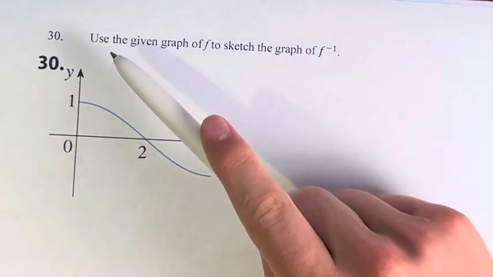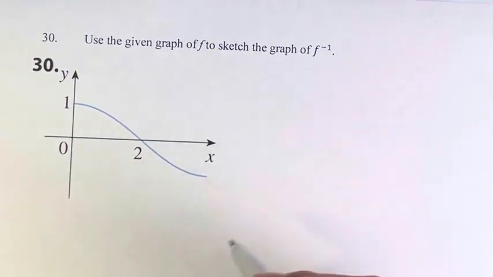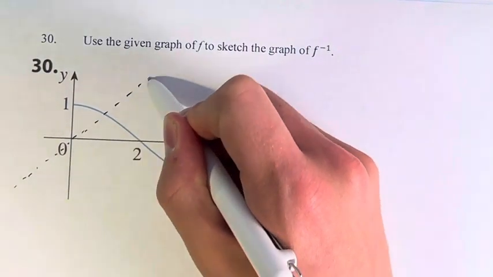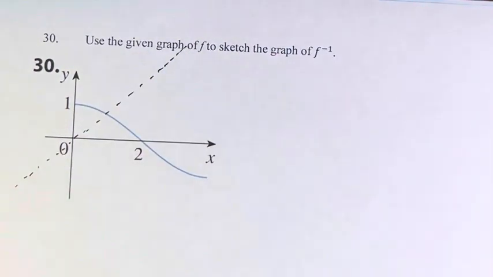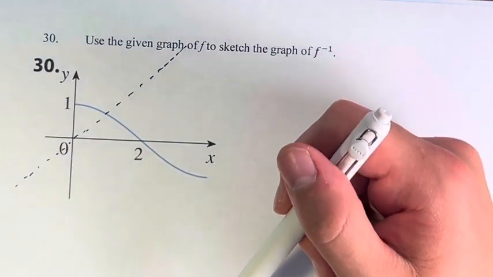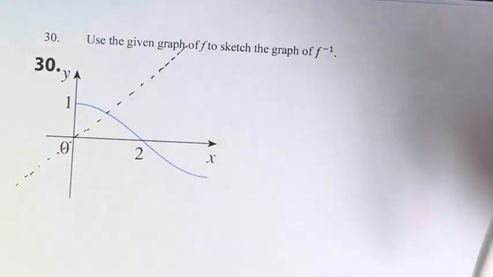In this problem, we're asked to use the graph of f to sketch the graph of the inverse of f. So the first step is to draw the line y equals x on the plane. And what we have to do is reflect our function over this line. So everything we do in regards to the line, we have to do on the opposite side.